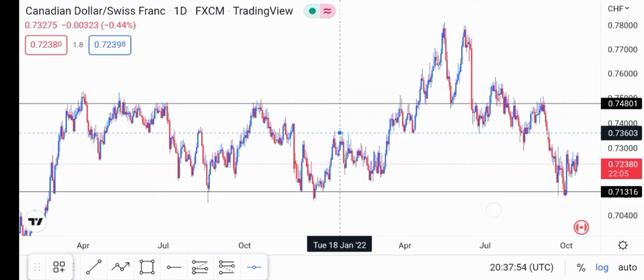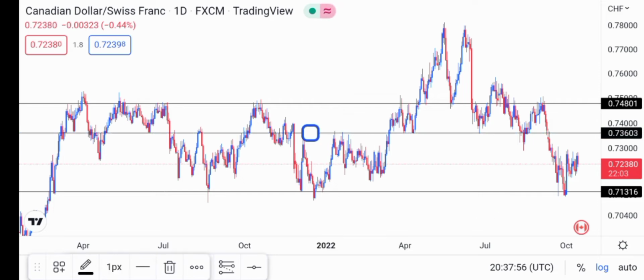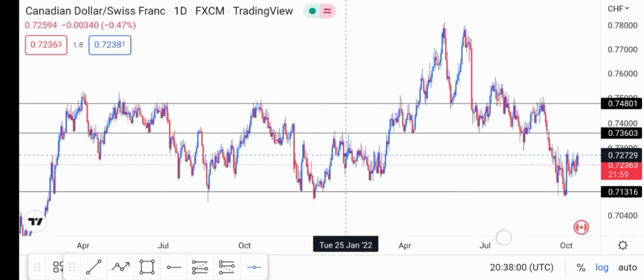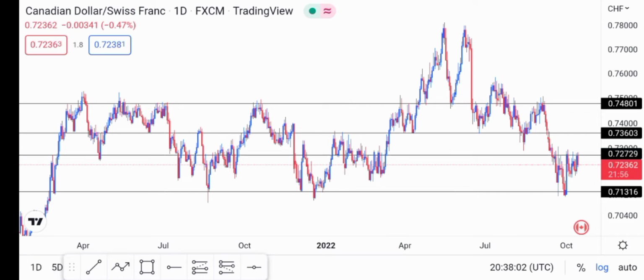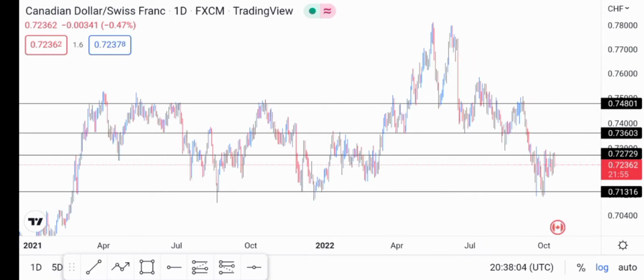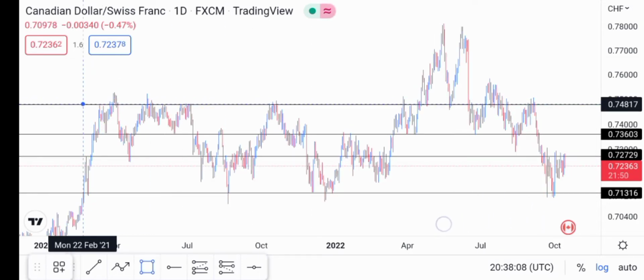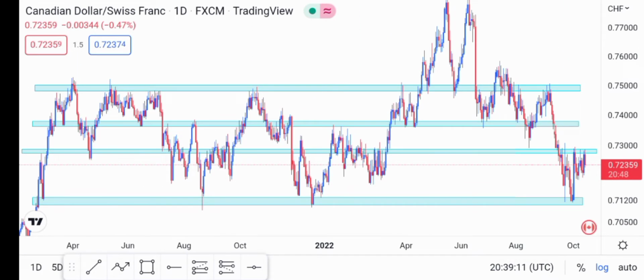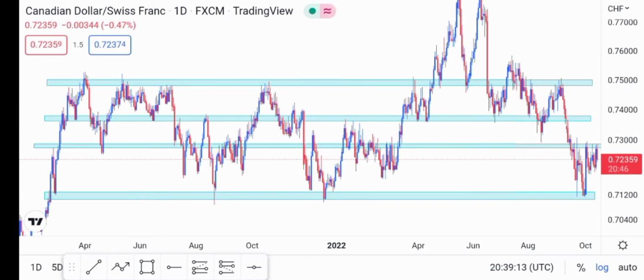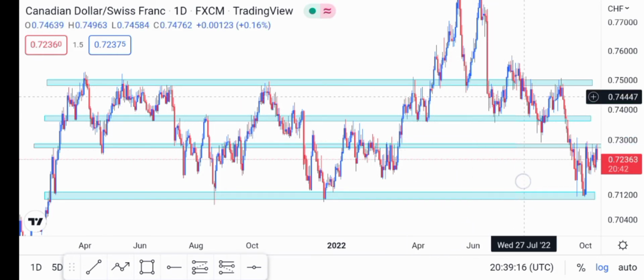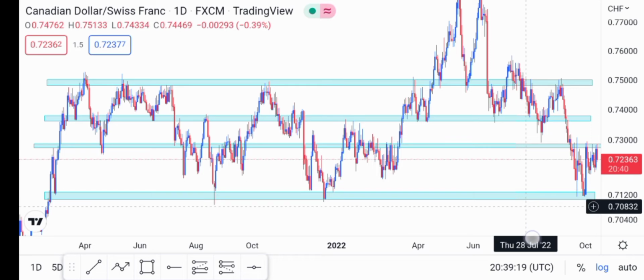As you can see, this level here is respected, and this level right around here is being respected as well. So these are our most significant levels. So let me cater for them as quick as possible. Okay, so as you can see now, I've already laid out all my significant levels, but the most important ones are this one and this one right over here.